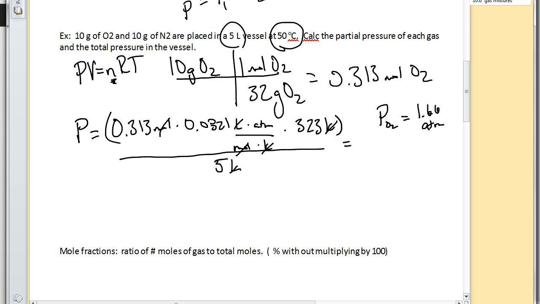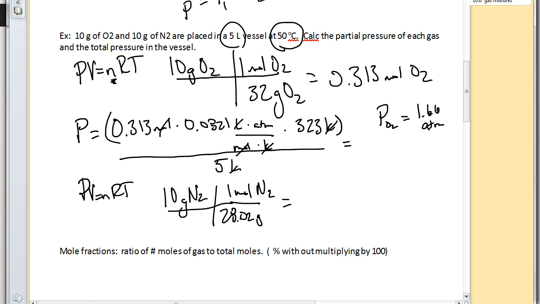Okay, now I'm going to calculate PV equals nRT, and this one is going to be for the nitrogen. We have 10 grams of N2. We're going to divide by 28.02, which is the molar mass of nitrogen, per 1 mole of N2. And I'm coming up with 0.357 moles of N2.